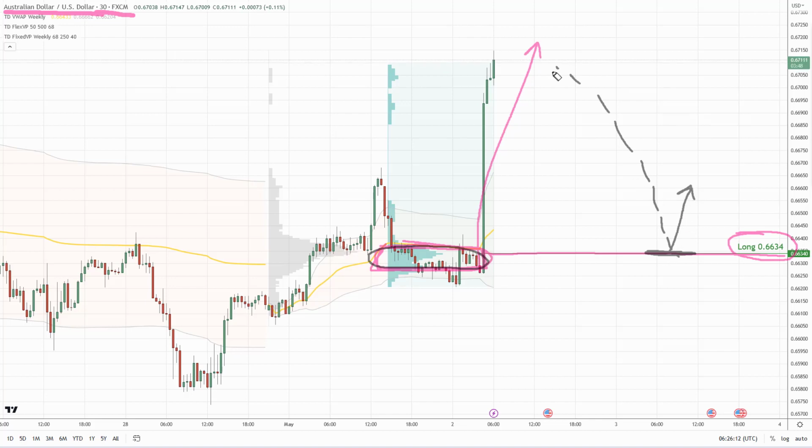So now what we need to do is just wait for that pullback, and when it occurs, then we can take it from there. If there's no macro news, then you can use limit orders and take that trade with the limit order. If there is macro news, then be careful and don't trade around the macro news.